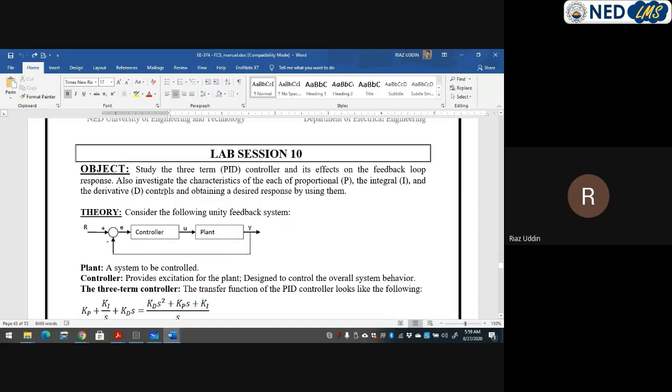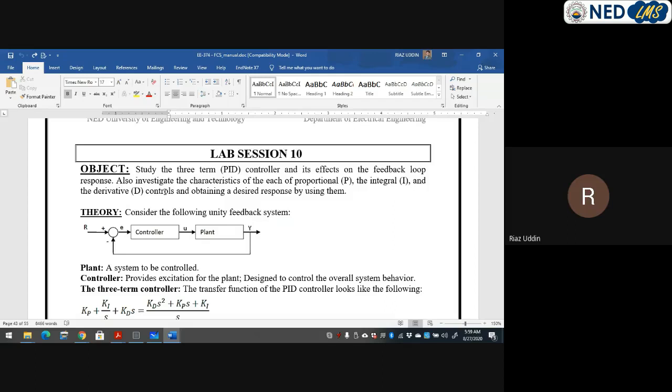So the most fundamental and basic controllers and control design theories available in the literature are PID. P stands for proportional, I stands for integral, and D stands for derivative control, in order to obtain the desired response. In this lab session 10, we are going to study the three-term PID controller and its effect on the feedback loop response. Also, we will investigate the characteristics of each term.